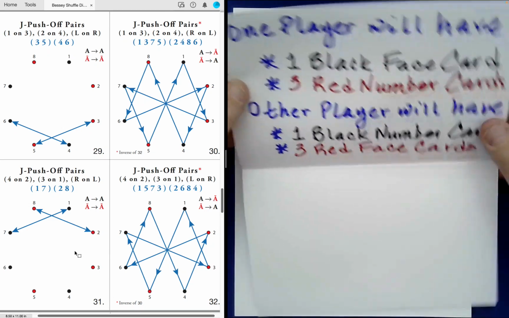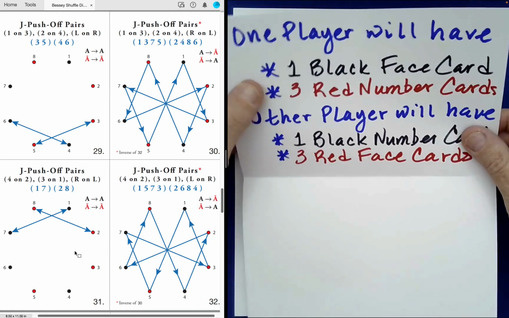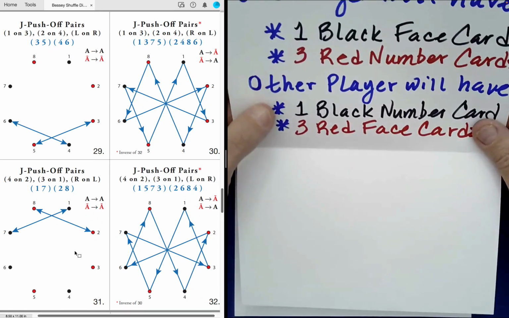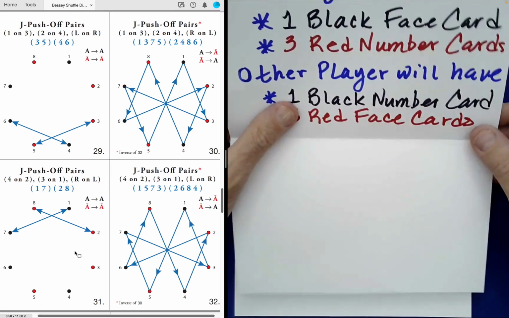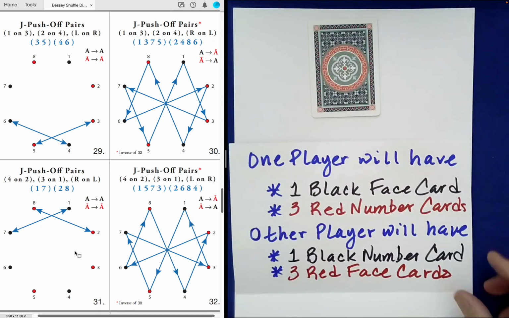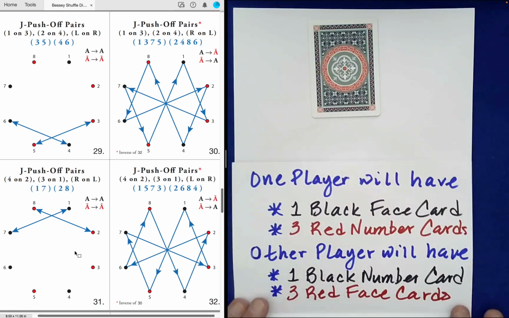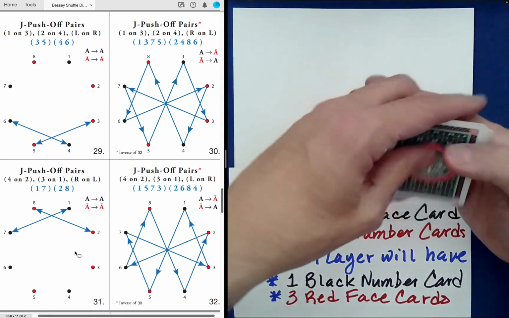It says one player will have one black face card and 3 number cards. And the other player will have one black number card and 3 red face cards. I wonder if that's true. So let's take a look at what you got here.